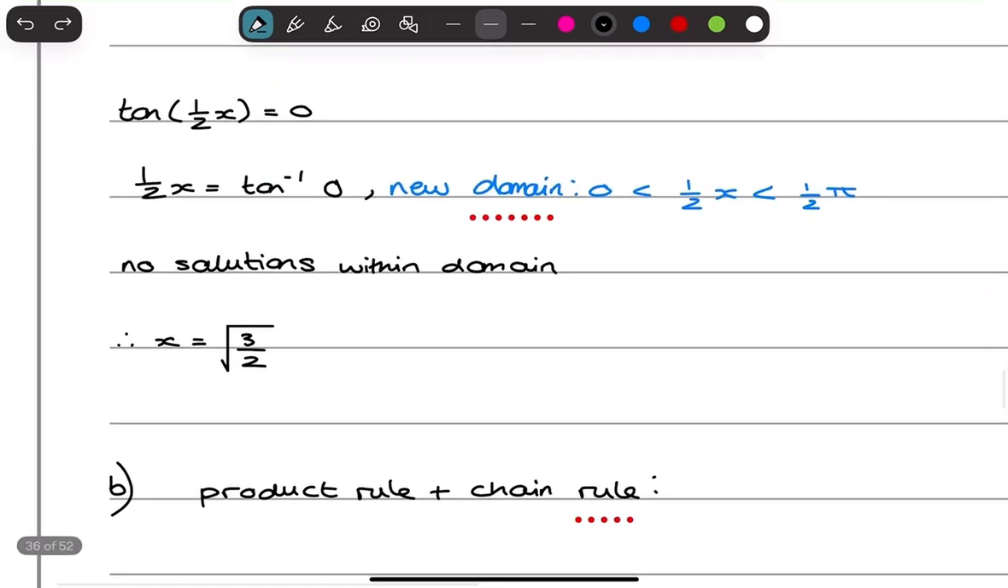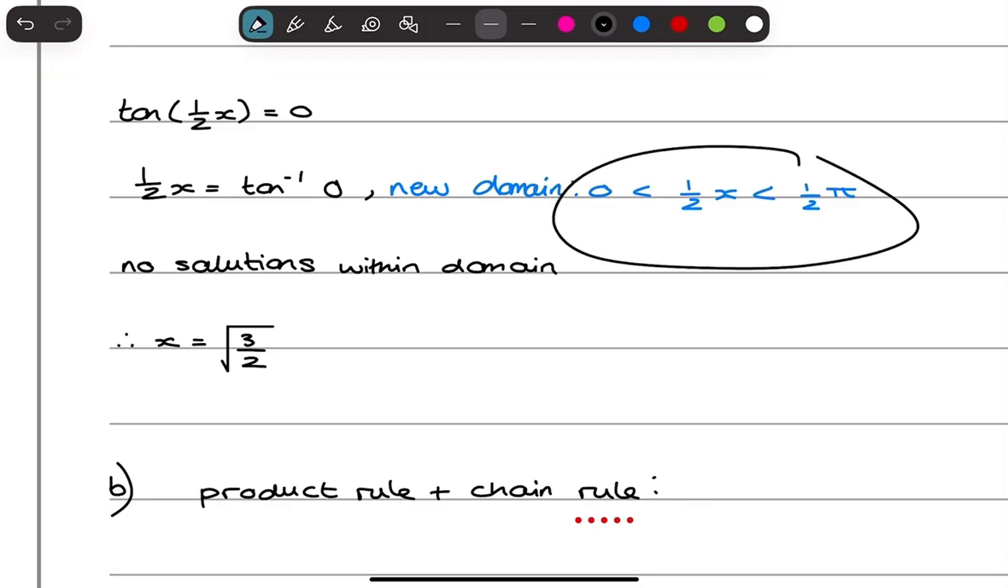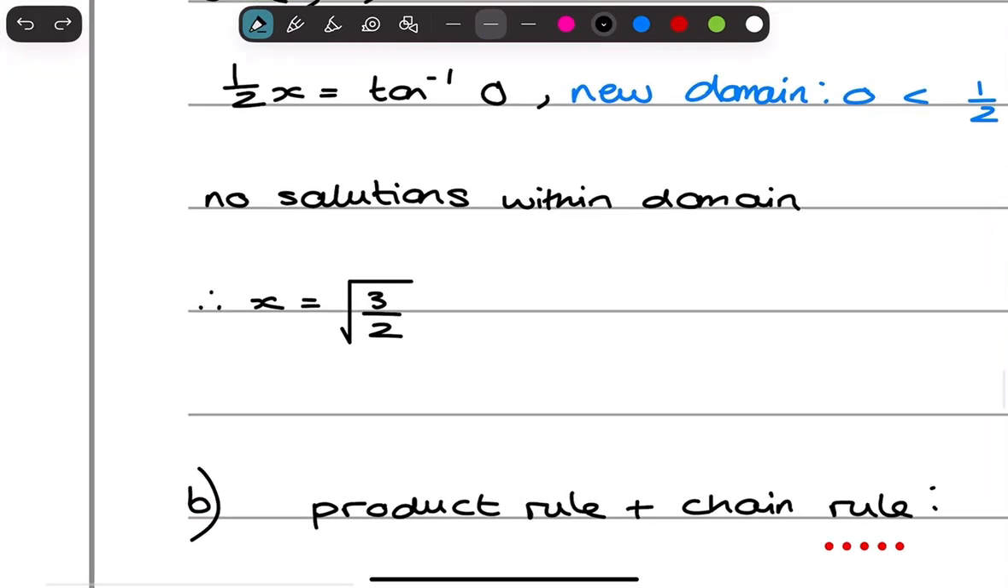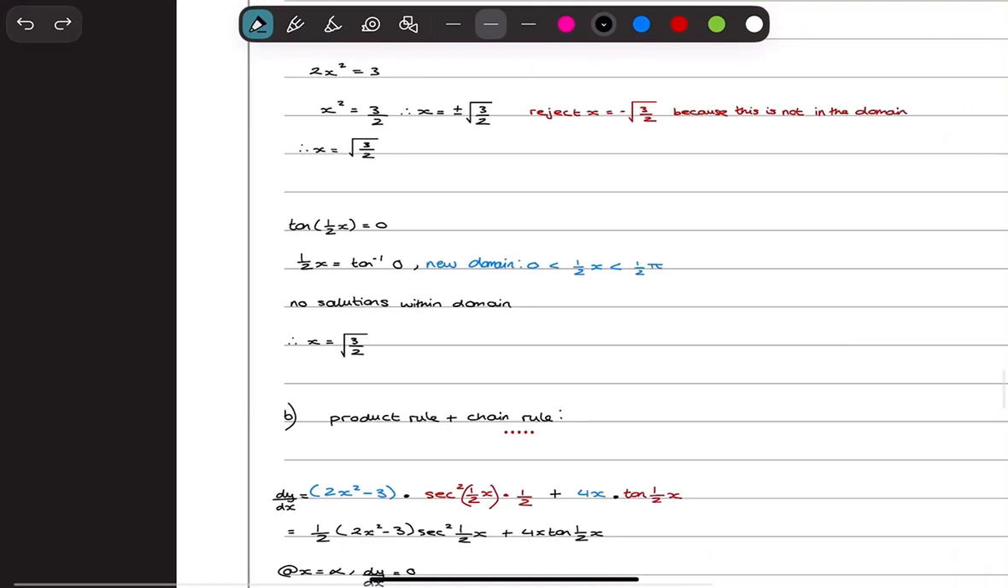When we do that, we don't get any solutions within this domain. The reason is that if a half x is equal to 0 and you try to add pi, because remembering with tan you always add pi to find the other solutions, you're not going to get anything in this range, because the minimum value you can get other than 0 is pi, and that is not in the domain. So there are no solutions for the tan part, which means our only x value is root 3 over 2, which is what we thought. Nice, very easy.